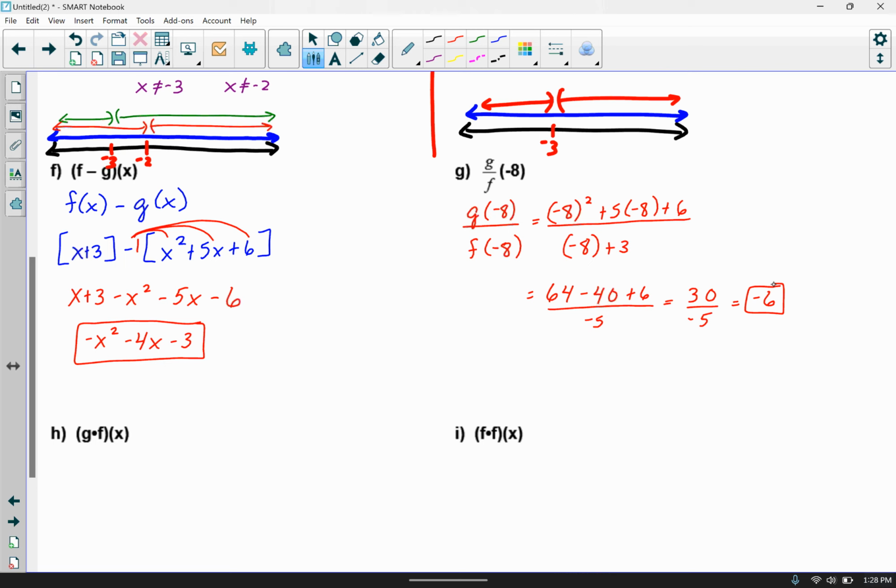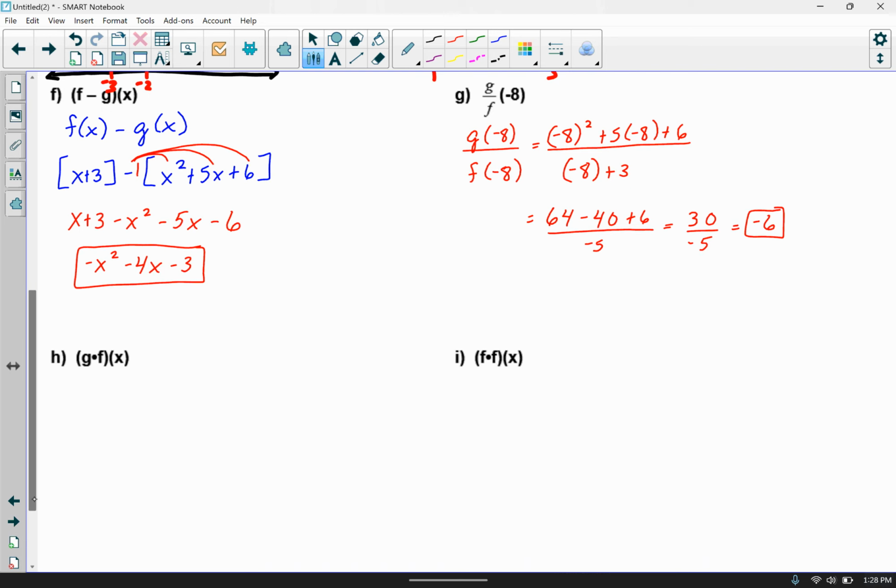I'll just point this out. If you're plugging in a variable, the final answer is going to be in terms of variables. You plug in a number, the final answer is going to be a numerical number. So that's a good comparison there, right side by side.